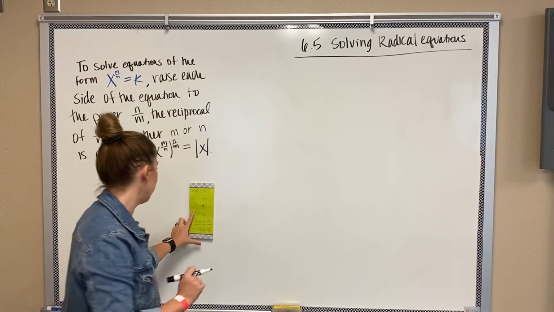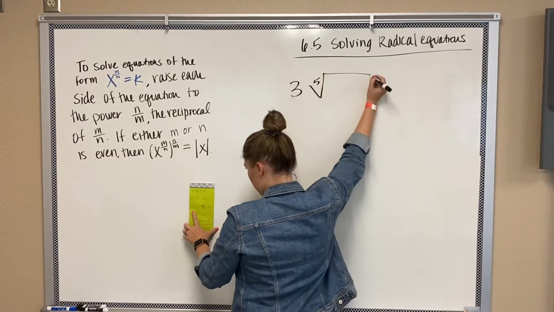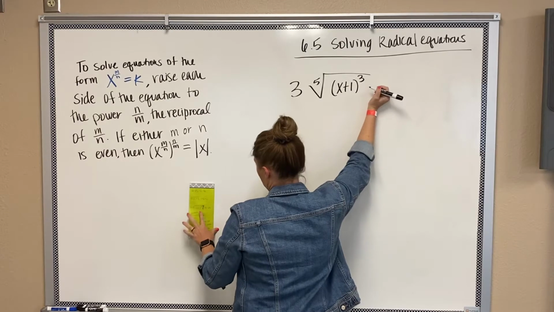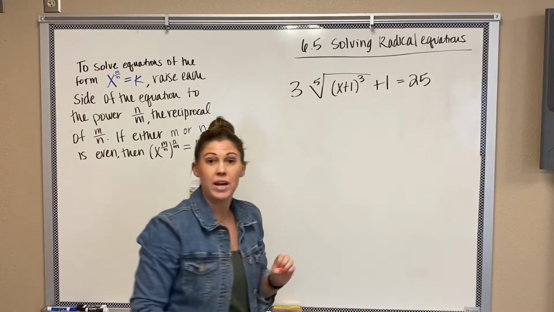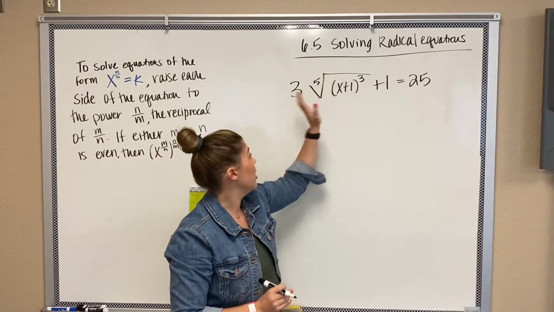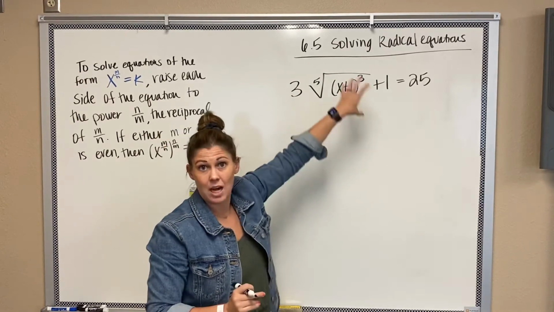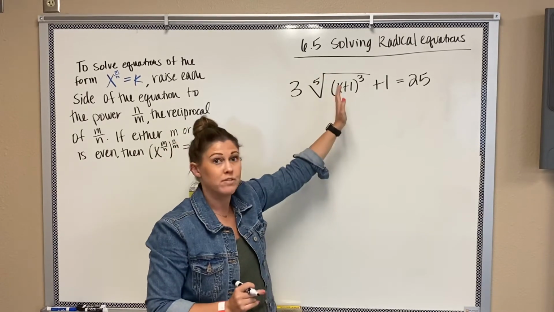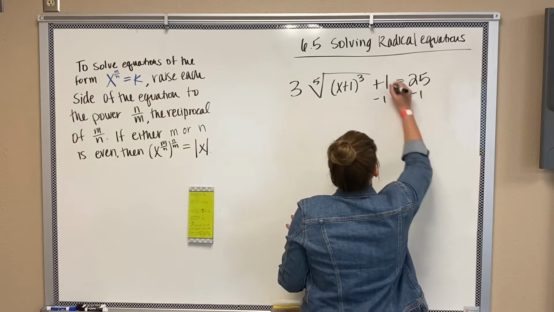The first one that we have is 3 times the 5th root of (x plus 1) cubed, and then plus 1 is equal to 25. Again, the first thing that we want to do is isolate this radical. I know it looks pretty rough, but we've got this. Step by step, isolate this. If that was an x, like 3x plus 1, our first step would be to subtract 1. Same thing, so we subtract 1 from both sides.